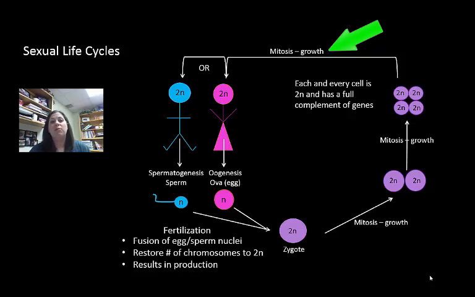So you should be able to label spermatogenesis and oogenesis, which are types of meiosis. You should be able to label fertilization. You should be able to label the zygote. And you should be able to label where mitosis is happening in this cycle. This covers pretty much chapter 8 and chapter 9 as well.